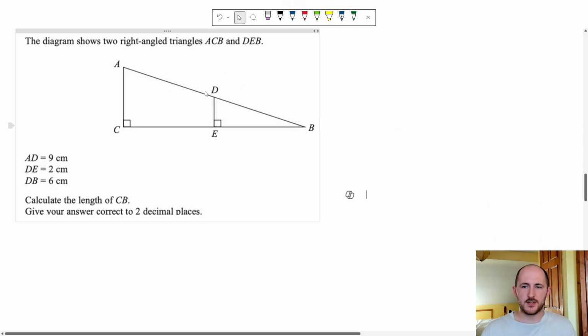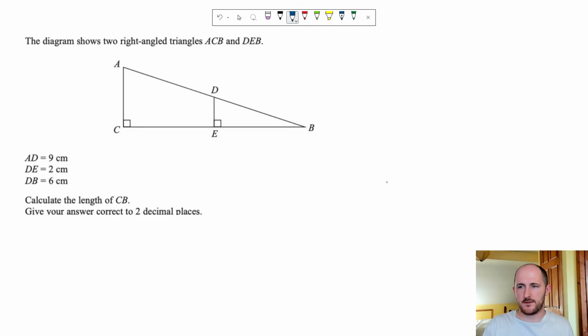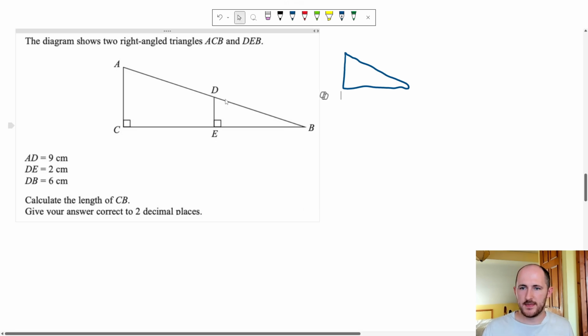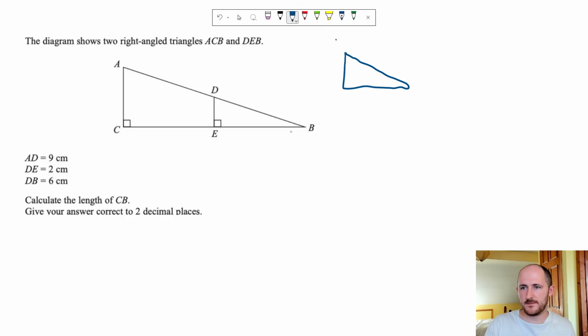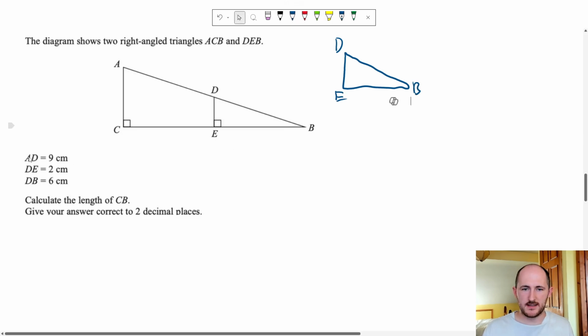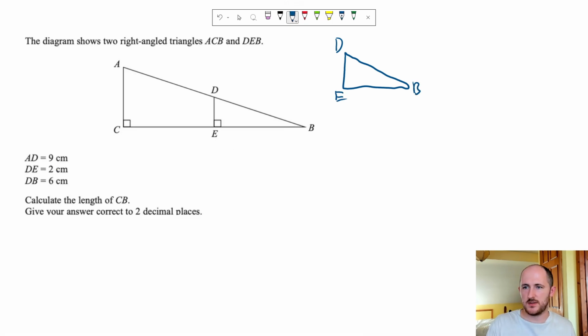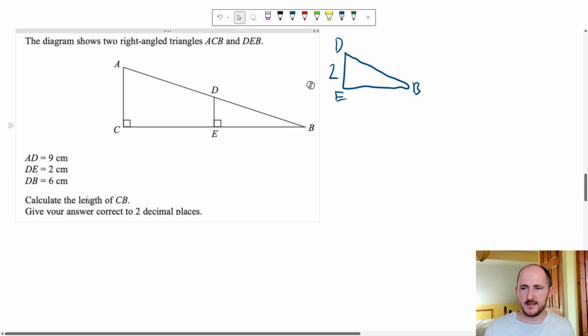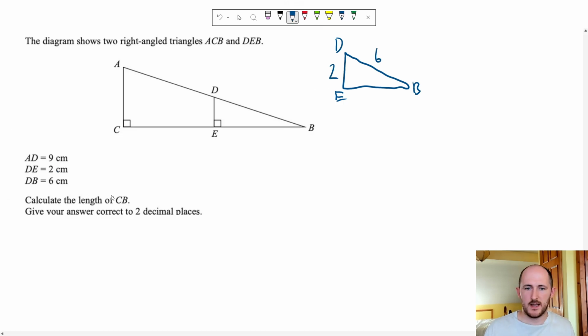Now, with this question, the reason why it's a bit harder is it doesn't look like there are two triangles, but there are. The two triangles are like this, and this is my first step when I do this. If it's a bit hard to read, I separate the two triangles. So the first triangle we have is the triangle DEB. And we can label up the sides. So over here it says DE is 2 and DB is 6. And we don't know the third length, although we could use Pythagoras to work it out.